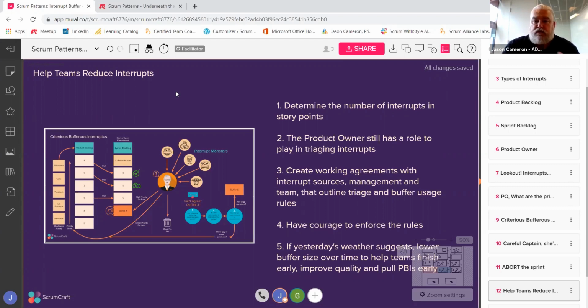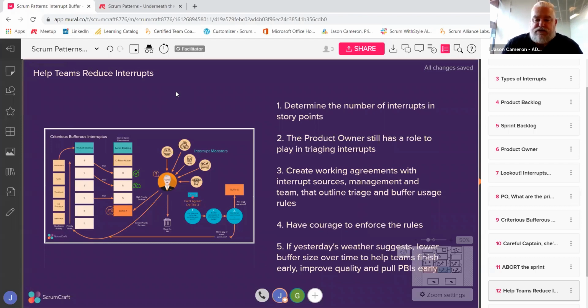The product owner still has a role to play in triaging those interrupts. We need to estimate them. We need to understand, is it important enough to go through that effort right now, or pop it on the backlog and do it as part of your refinement activities and your sprint planning in the future.